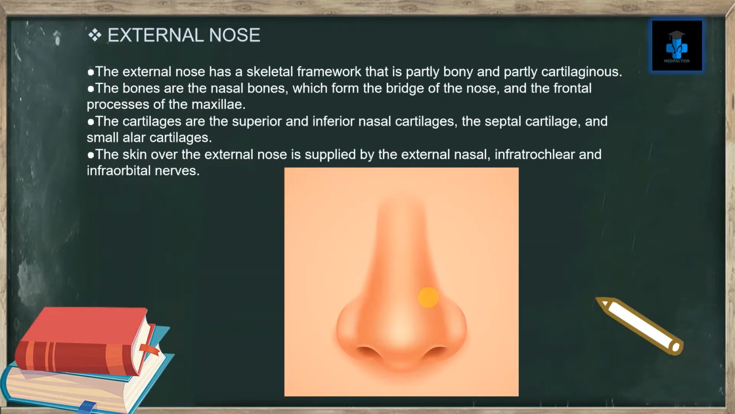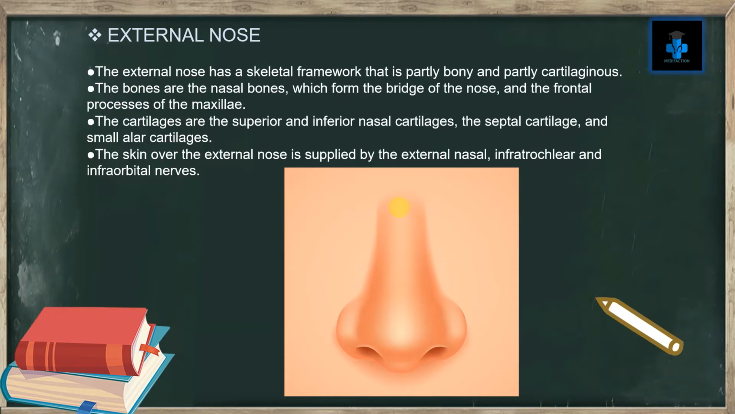External nose. The external nose has a skeletal framework that is partly bony and partly cartilaginous. The bones are the nasal bones, which form the bridge of the nose, and the frontal process of the maxilla. The cartilages are the superior and inferior nasal cartilages, the septal cartilage and small alar cartilages.